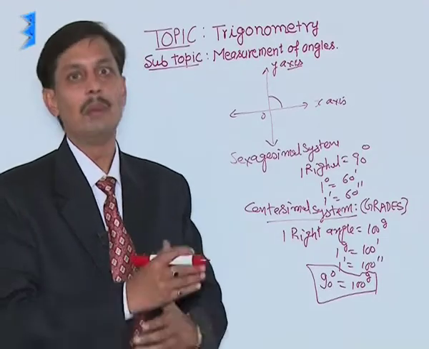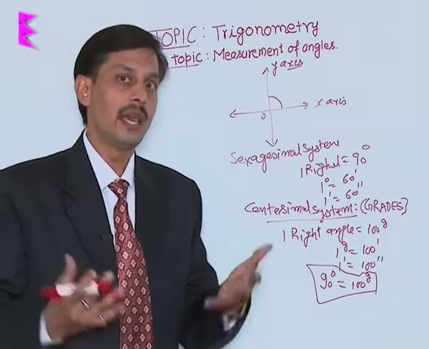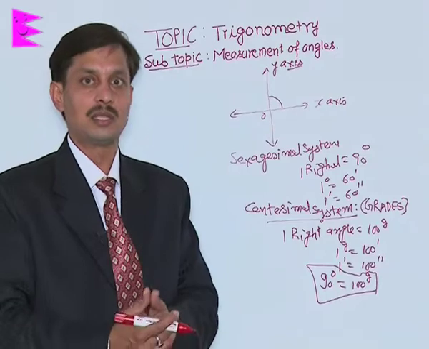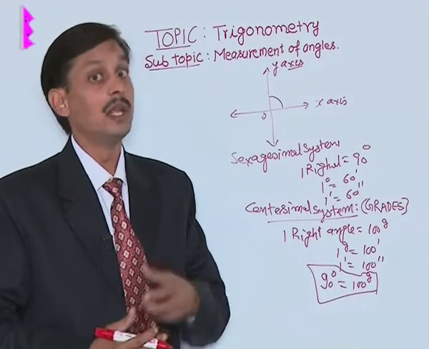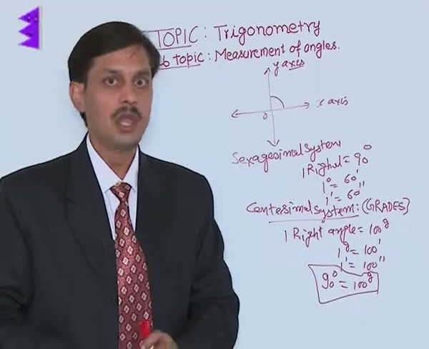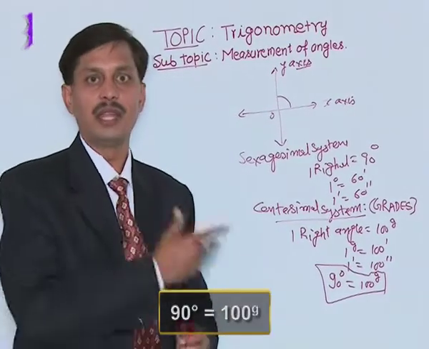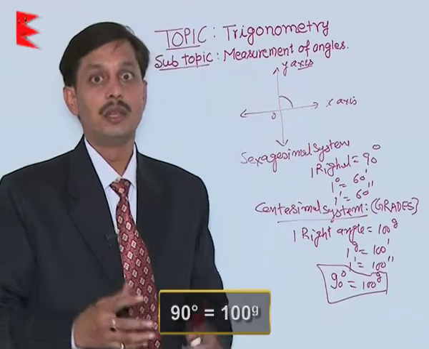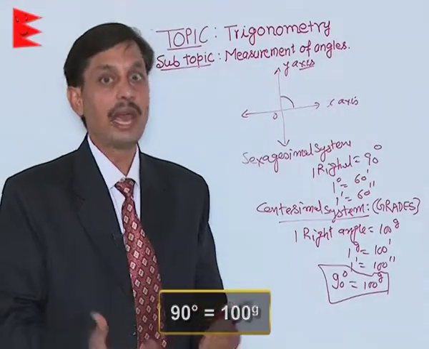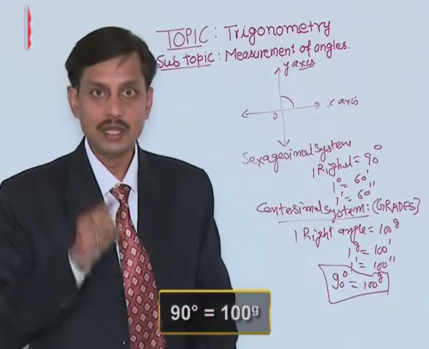Now I will explain the third and last measurement system, which is the circular system. It is a very useful system, applied in physics and maths, and the circular system has the unit named radians.